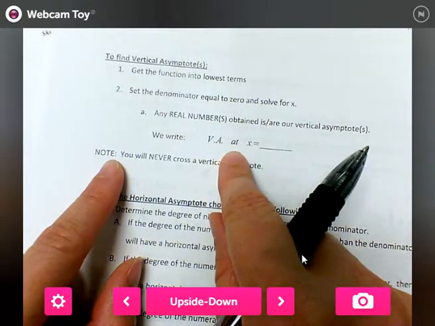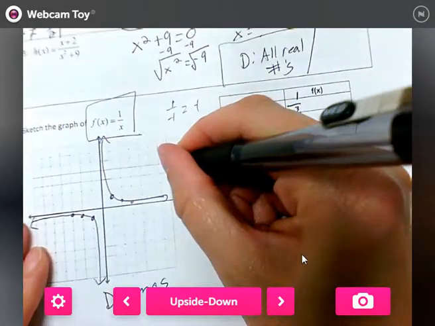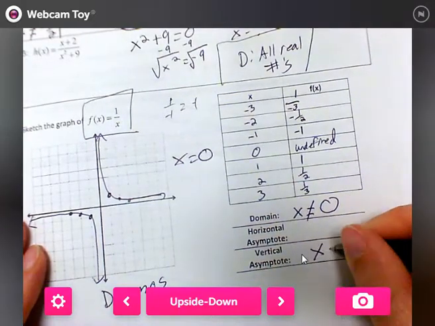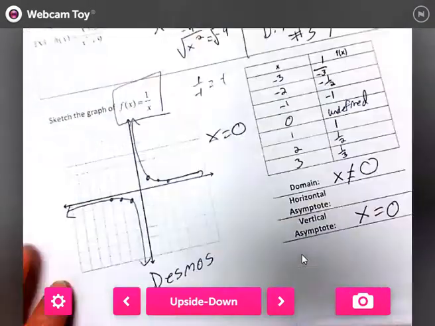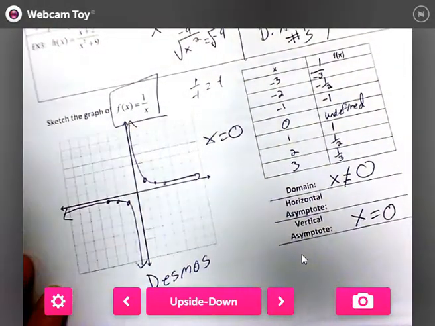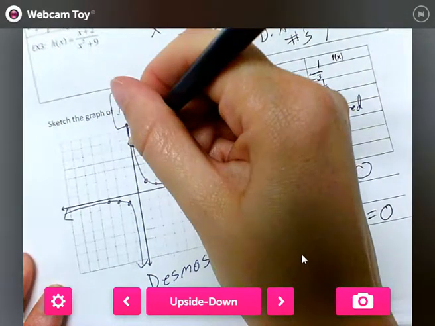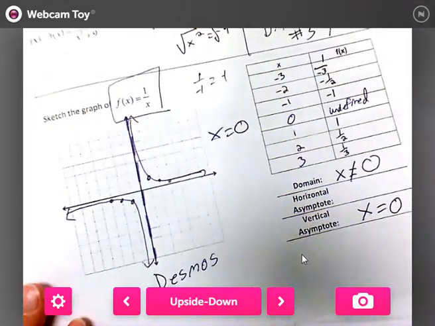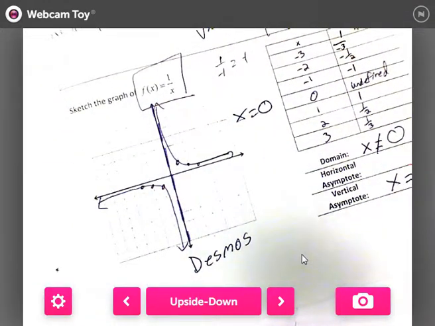So for this vertical asymptote, if we go back here, what was the domain? What was x when we solved for 0? X equals 0, right? So my vertical asymptote is just x equals 0. That means if I was going to take a colored pencil, okay, this right here, that's my vertical asymptote in purple. So I like to do it in a different color. You guys can totally do it with just your pen. I just like to show it because it's easier to see up here on the screen.